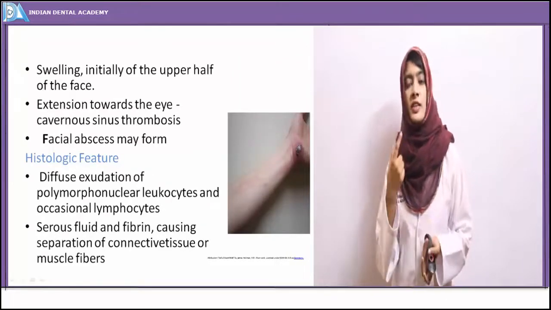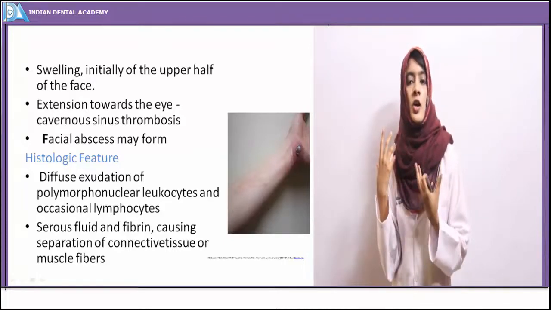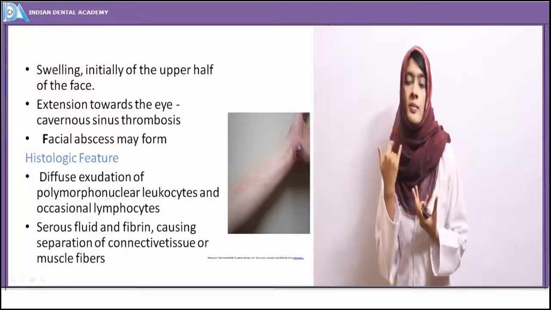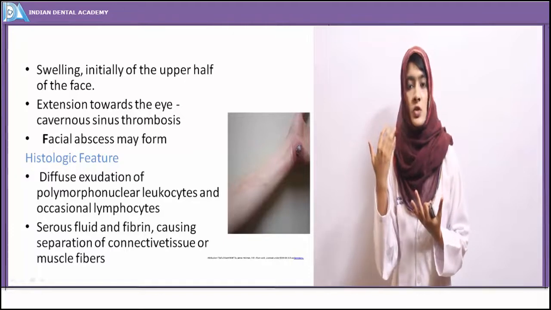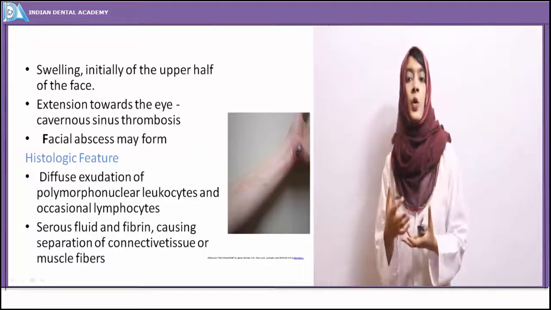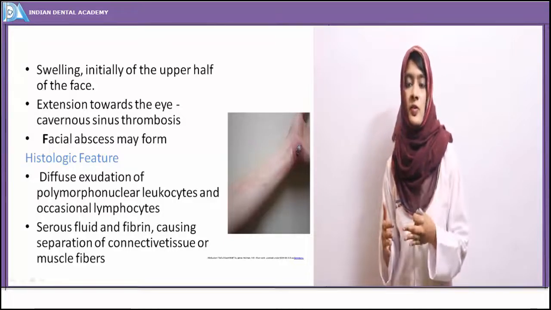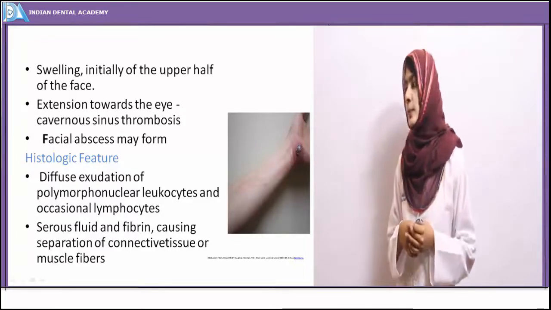If it's involving the facial region, particularly cellulitis arising from the premolar or molar region, it involves the upper half of the face. When it's involving the lower mandibular region, if the infection is arising from the lower mandibular molars, it tends to involve the bone and the regional lymph nodes. The submandibular and cervical groups of lymph nodes are affected at a faster pace when compared to the maxilla.